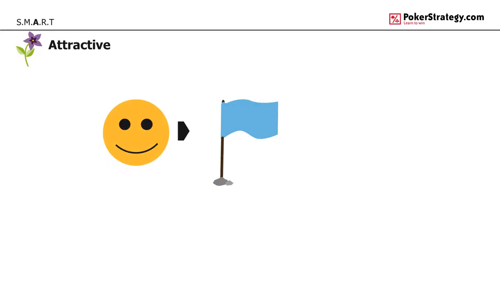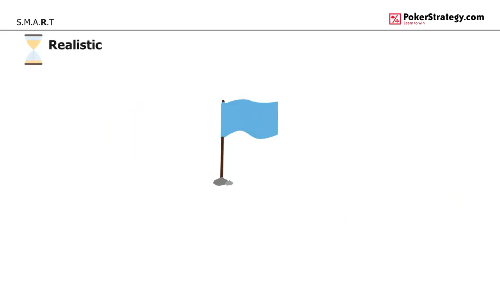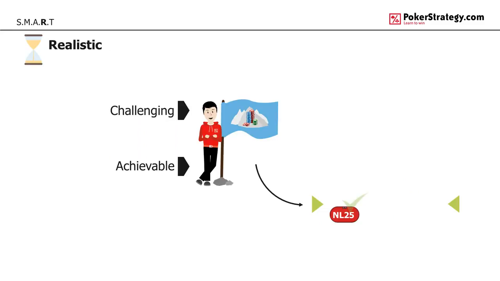Set yourself attractive goals. The more attractive a goal is, the higher your motivation will be to work on achieving it. For George, his goal is attractive since poker as a part-time job gives him flexibility and independence. He also enjoys playing poker, and it is no run-of-the-mill job.